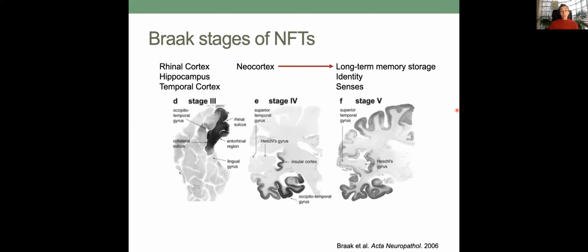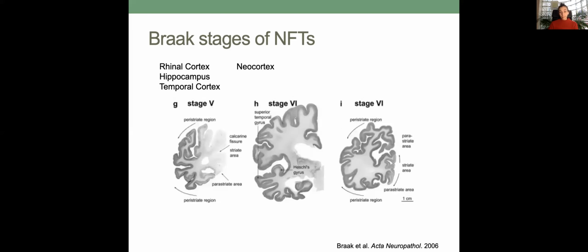Diagnosis of Alzheimer's typically occurs during stages 3 to 4, and this is after years of tau accumulation in these early brain regions. By the time we get into stages 6 and 7, pathology is seen pretty much everywhere.